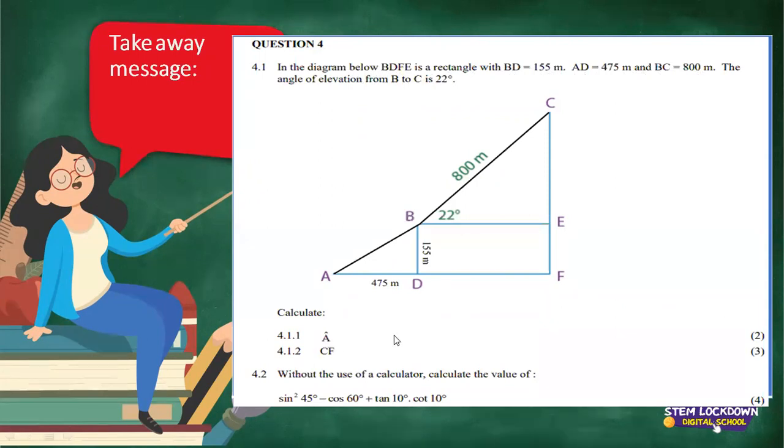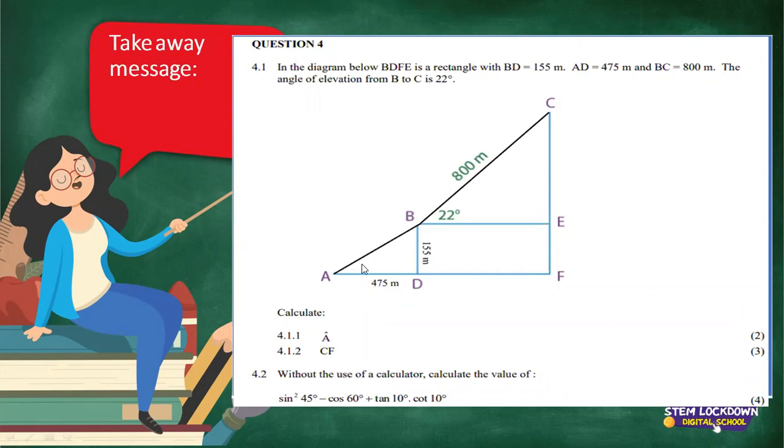How do you find your angle A? We are going to find angle A by using these two sides. Angle A here will have opposite and adjacent, and opposite over adjacent will be tan. So tan A equals opposite 155 over adjacent 475. From there you find your A. So A equals tan inverse, meaning shift tan, of 155 over 475. That gives you the value of your A. Do you understand?